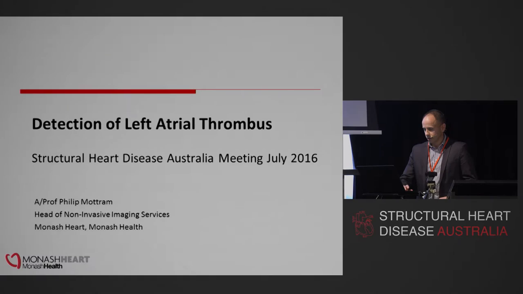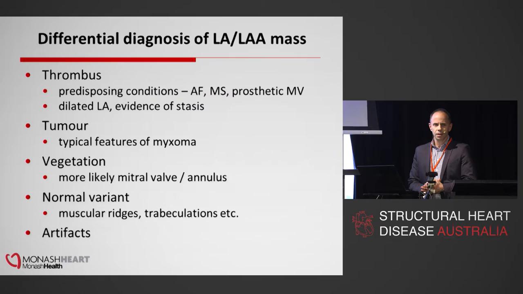I'm going to focus on the diagnosis or detection of left atrial thrombus. And whenever we're imaging any mass in the heart, we obviously think of these main five differential diagnoses. And particularly when we're looking at the left atrial appendage, the normal variants, the unusual anatomical variants and artifacts come into play, and I'll show you a few examples of those.